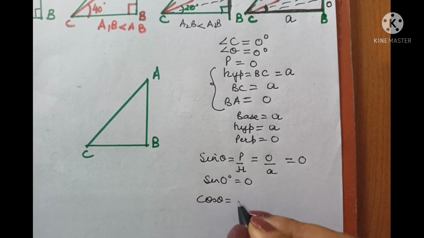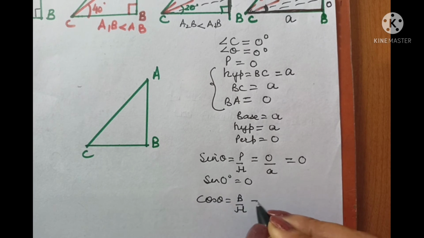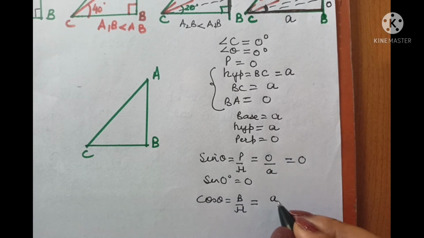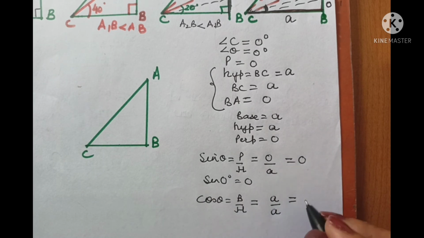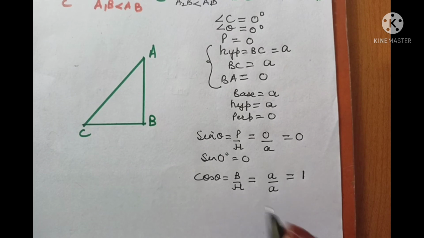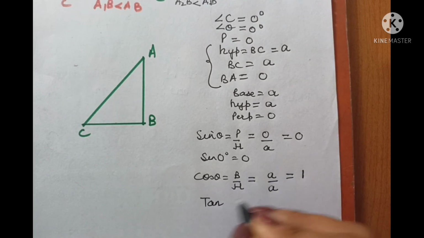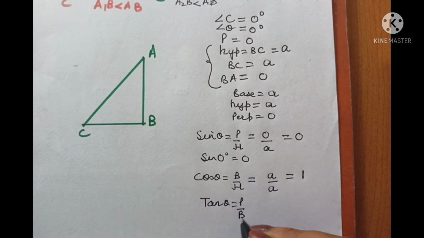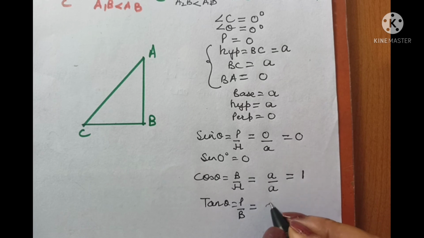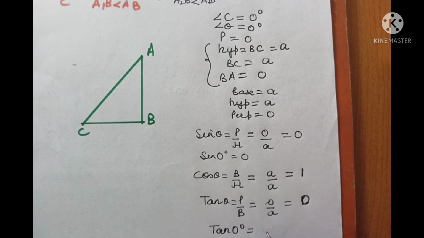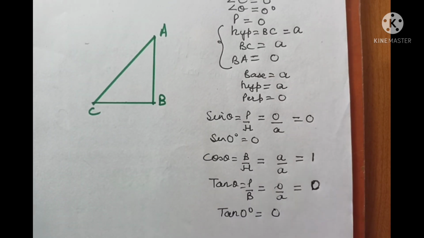The formula for cos theta is base upon hypotenuse. Now our base is A and hypotenuse is also A. So the value of cos 0 degree comes out to be 1, and tangent theta will be P upon B. So our perpendicular is 0 and base is A. So the value of tangent 0 degree comes out to be 0.